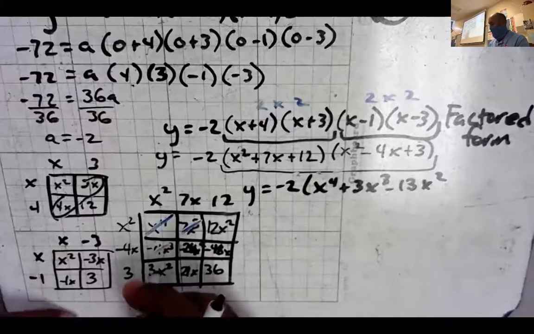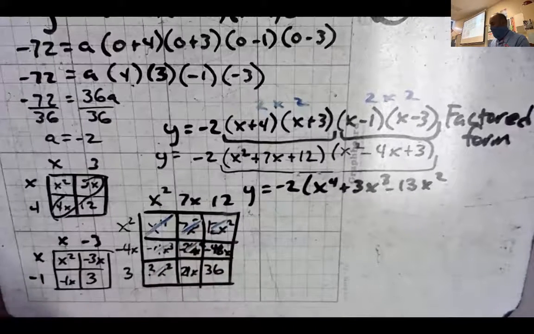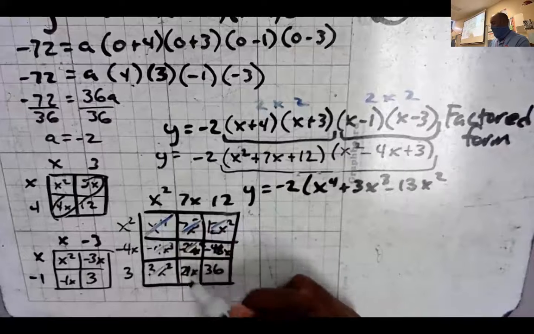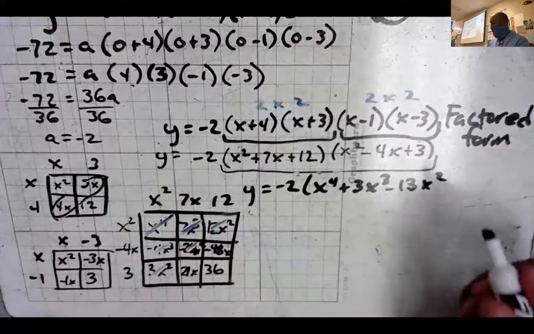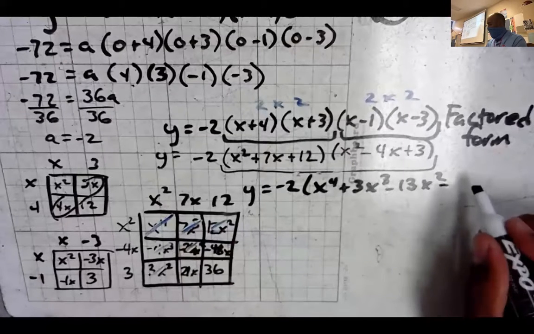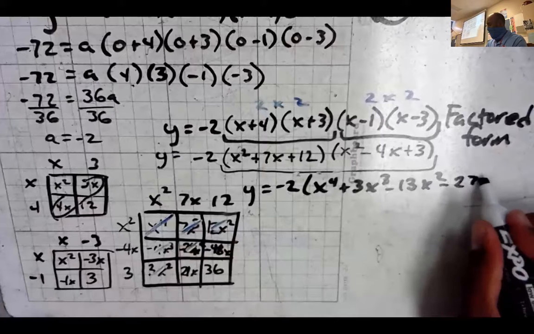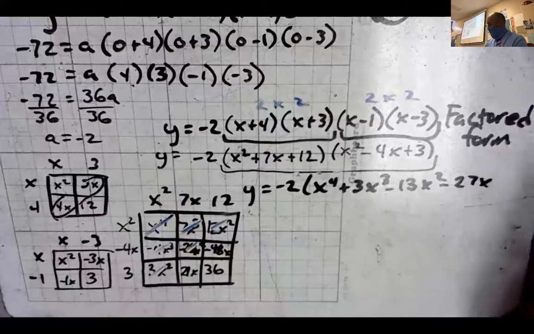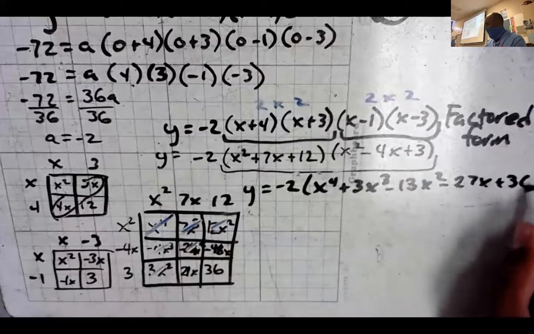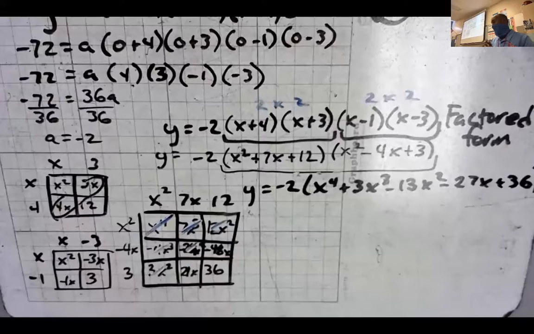Okay, so we're done with those. And then negative 48 plus 21. It's going to be negative 27. Okay, and then the last one, 36. There is one more step. What is the last step here?